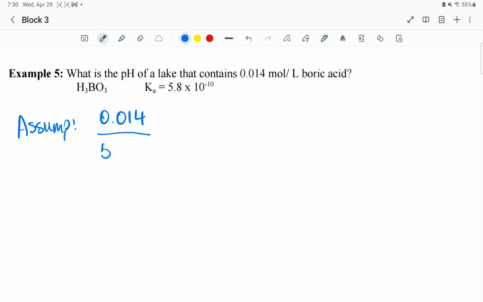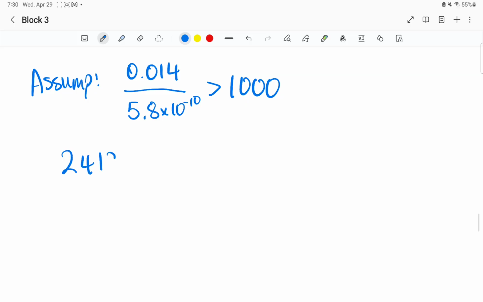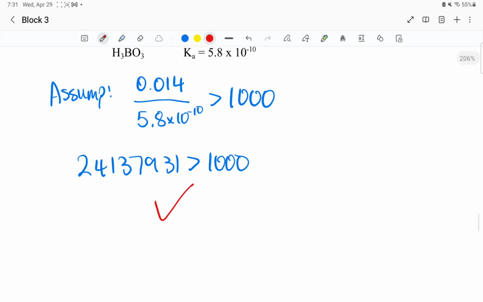0.014 divided by 5.8 times 10 to the -10. We want to make sure it is bigger than 1,000. I can tell it's bigger than 1,000, but let's just check. Whoa, hold on, I punched it in wrong, guys. All right, so we get a big number, about 2413791. That is definitely bigger than 1,000, so we're good to keep rolling.